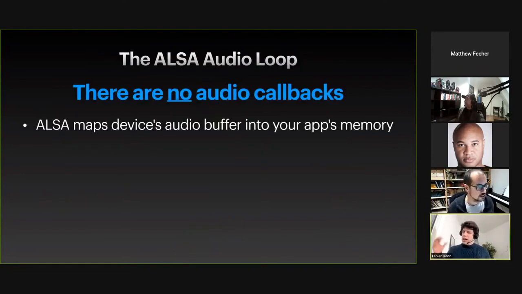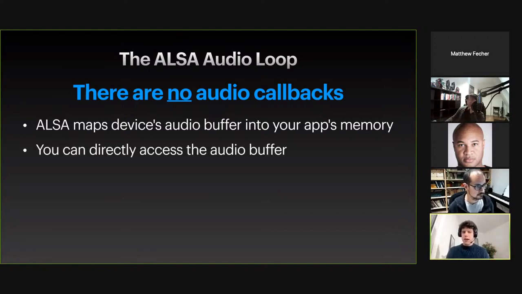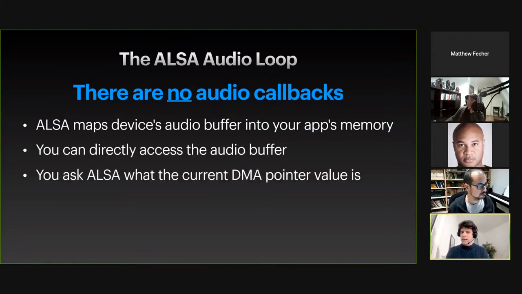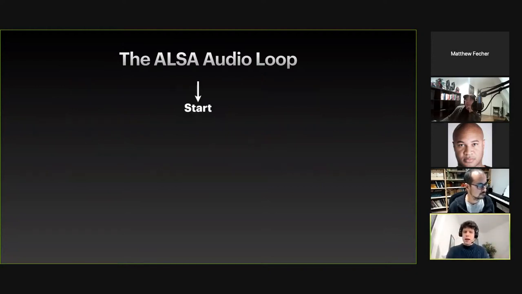ALSA, needing to run on embedded systems in all of these markets, as we saw before, has a very low level, close view of the device. It doesn't have audio callbacks. It actually maps the device's audio buffer into your own app's memory, and you can directly write into this buffer. You can also ask ALSA what the current position of that DMA pointer is so that you can synchronize your writes. So what does this look like in practice?